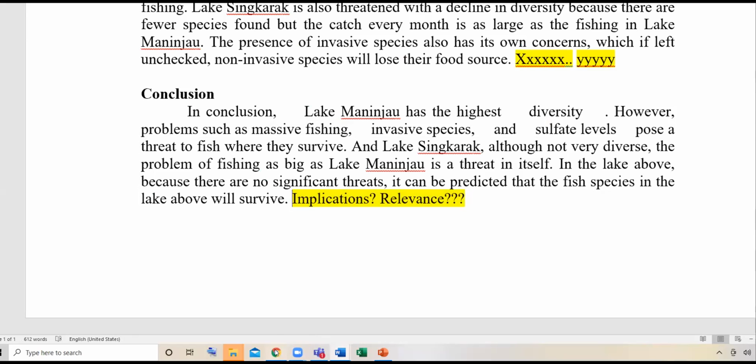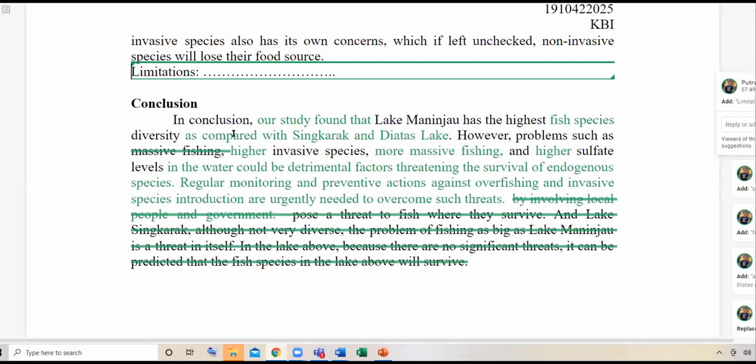Okay, so when I try to summarize and reconstruct the conclusion, it should be simpler. So like this: in conclusion, our study found that Lake Maninja has the highest fish species diversity as compared with Sinkar and the other lakes. That is the key finding. However, problems such as higher invasive species, more massive fishing, and higher sulfate levels in the waters could be detrimental factors threatening the survival of indigenous species.